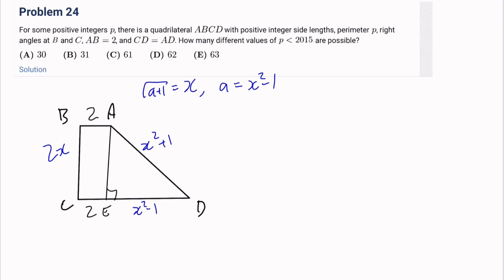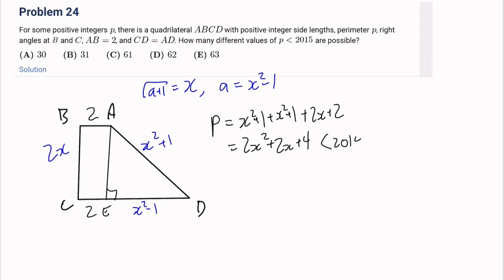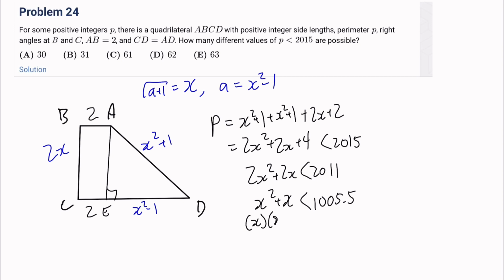And so how many different values of p less than 2015 are possible? So p would be x squared plus 1, and then x squared plus 1 again for CD, plus 2x plus 2. So this is equal to 2x squared plus 2x plus 4, right? And so this has to be less than 2015. And so 2x squared plus 2x is less than 2011. X squared plus x is less than 1005.5, right? And so this is x times x plus 1, right?